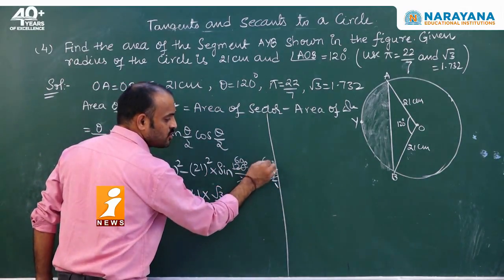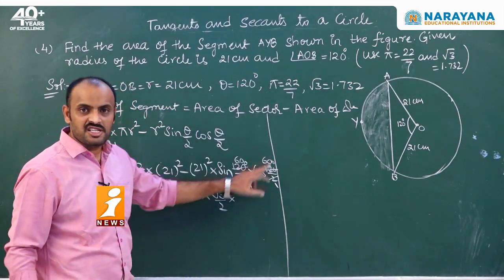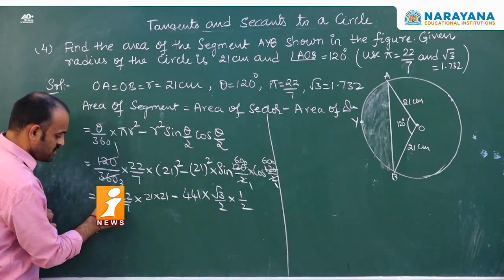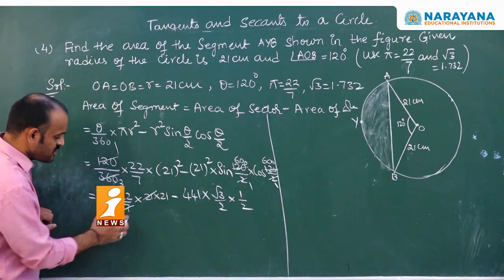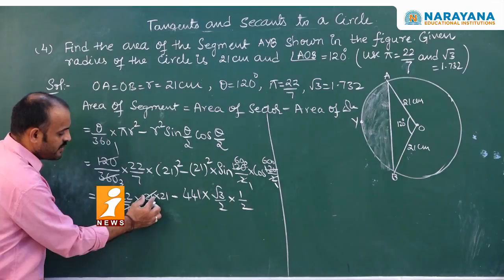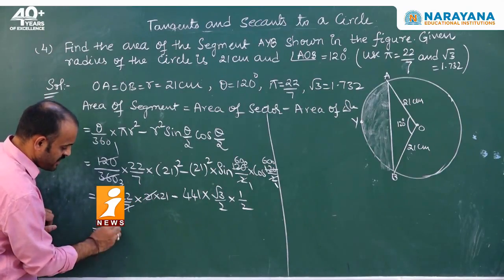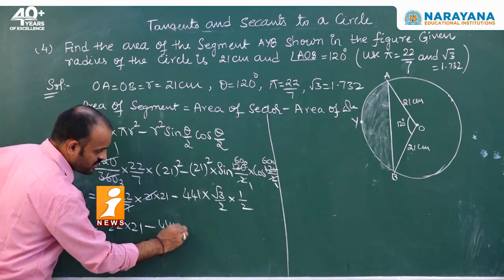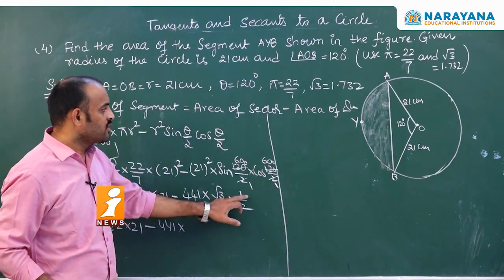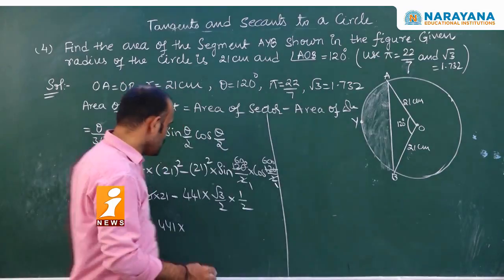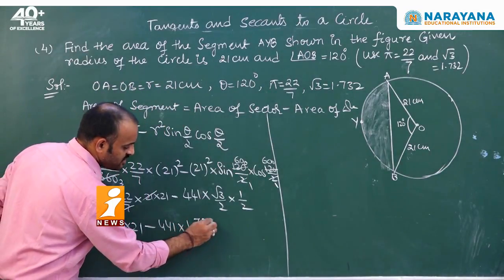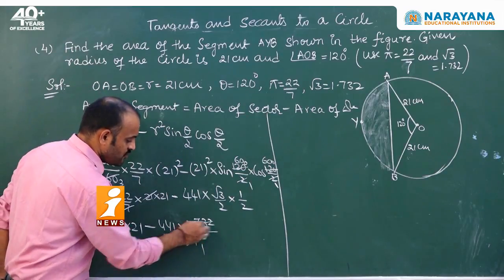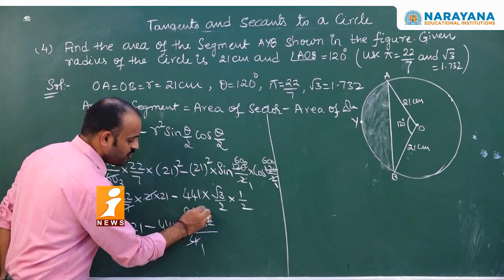What is cos 60 degrees? 1 by 2. 3, 7, 21 gets cancelled because 3 into 7 is 21. 21, 21 gets cancelled. Here we have 22 into 21 minus 441 into root 3 into 1, root 3 by 4. What is the root 3 value? 1.732 by 4, which is 0.433.